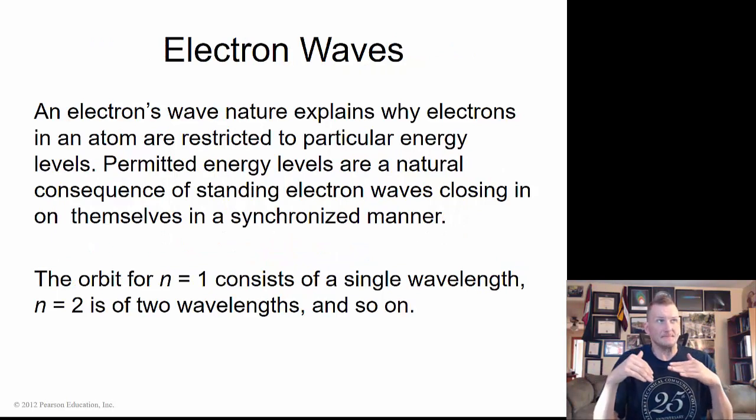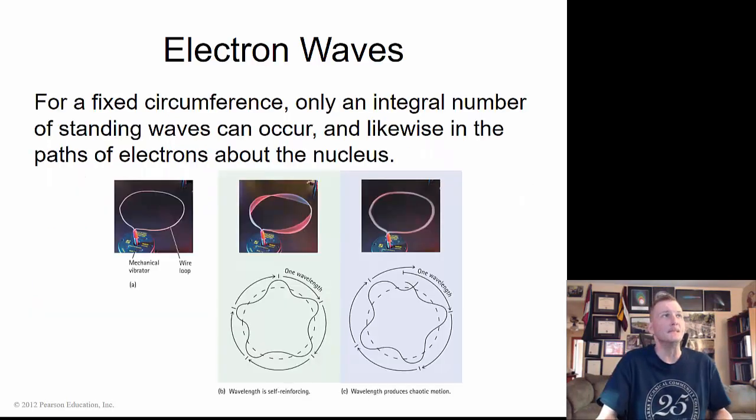And so we have electron waves. The wave nature of the electron explains why electrons in an atom are restricted to those energy levels. Permitted energy levels are a natural consequence of standing electron waves closing in on themselves in a synchronized manner. The orbit for the n equals 1 ground state consists of a single wavelength. n equals 2 is 2 wavelengths, and 3 is 3, and so on. For a fixed circumference, only an integral number of standing waves can occur, and likewise in the path of electrons about the nucleus.